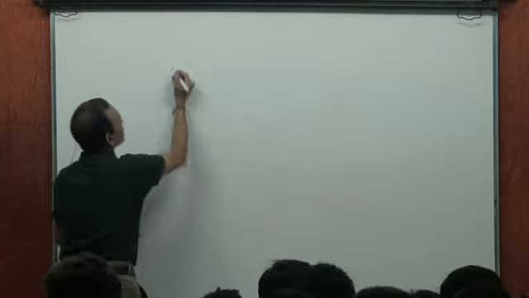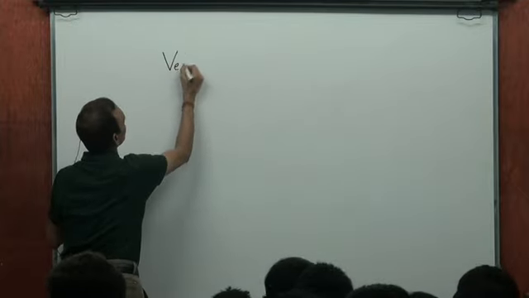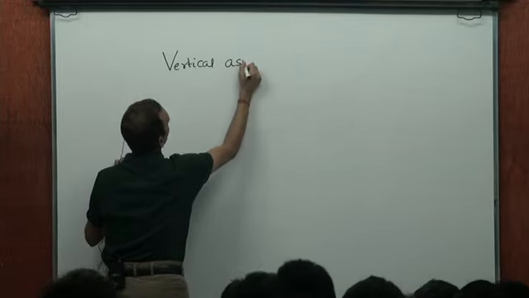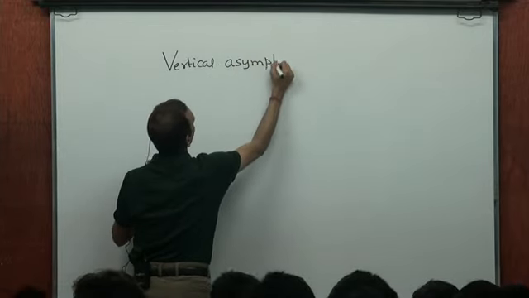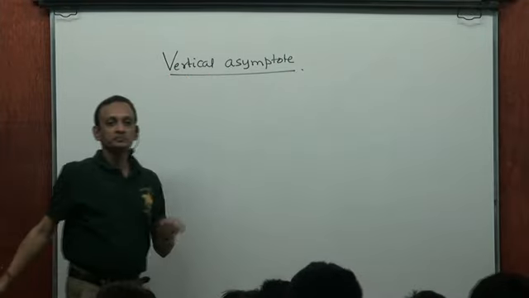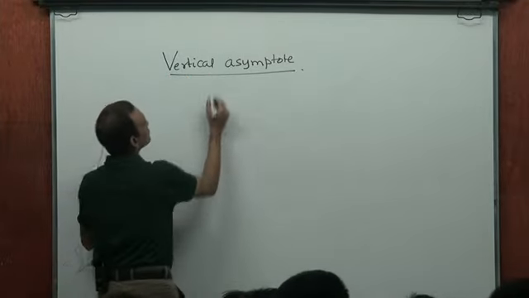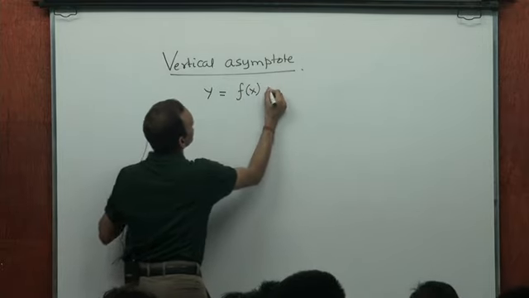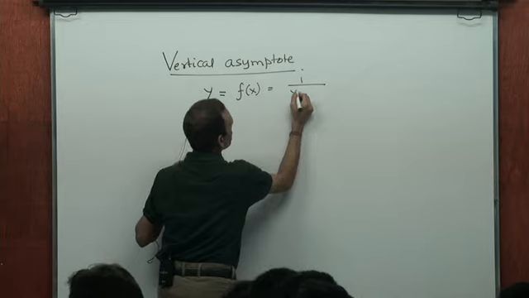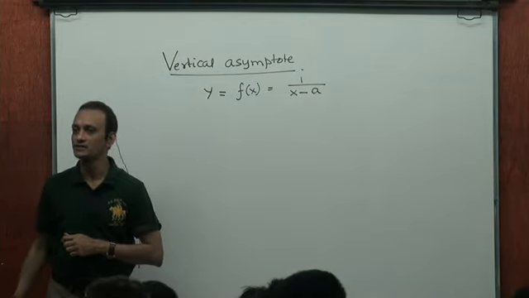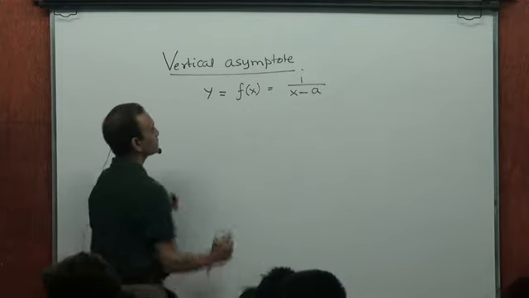Now, there is a notion of what's called a vertical asymptote. So that was an inclined asymptote. We have what's called a vertical asymptote. Say I have a curve y equal to f(x) equal to 1 by x minus a, suppose it is a curve, right?